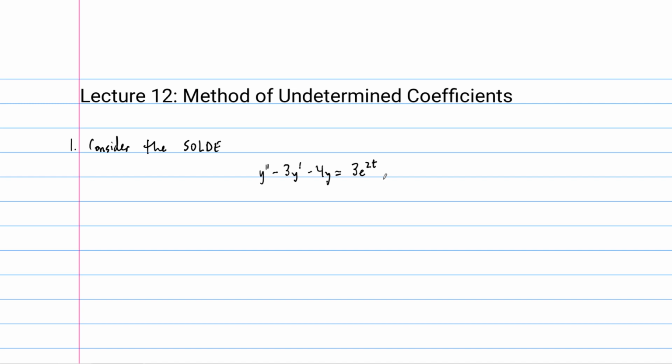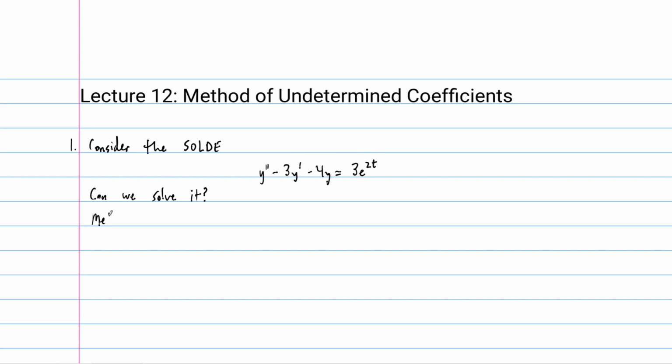So the question is, can we solve this? Can we solve an equation for which the right-hand side is not the zero function? And the answer is yes, we can. Well, we can attempt to at least. And so our method is going to be to make a guess, because the right-hand side of this equation has a very nice form.